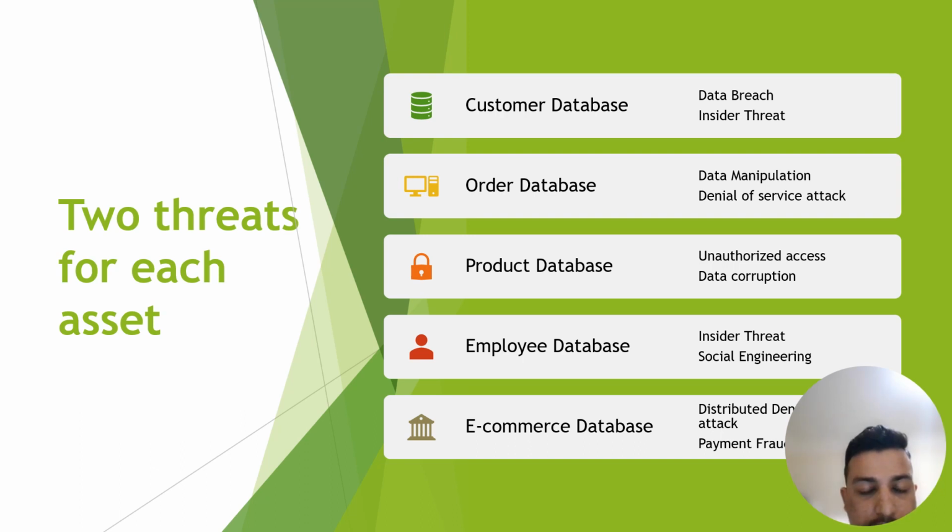On the product database, we have unauthorized access and data corruption. On unauthorized access, the hacker can gain unauthorized access to this database and sell the product information and intellectual property. On data corruption, accidental corruption of the product database can result in incorrect information about product inventory, descriptions, and errors in product pricing. On the employee database, we have got insider threat and social engineering, and on the e-commerce website, we have got distributed denial of service attack and payment fraud.